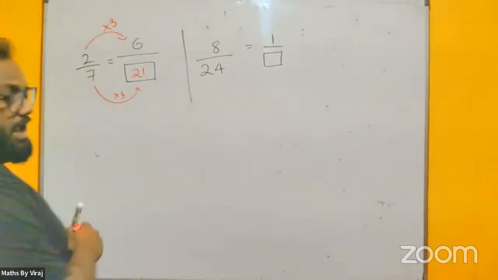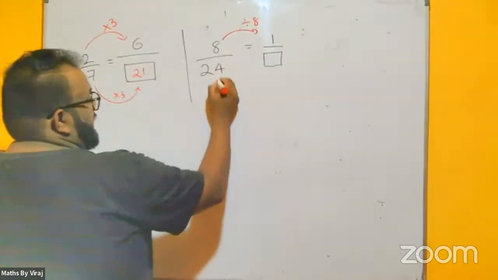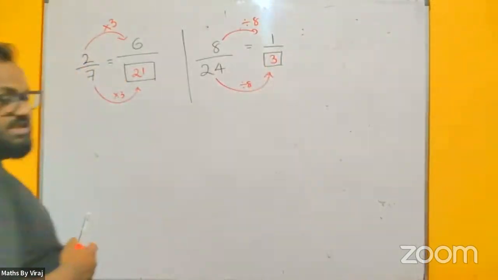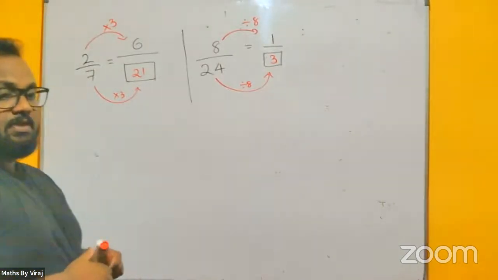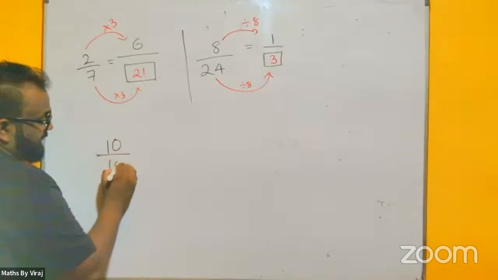8 divided by 8 is 1. Then 24 should also be divided by 8, which gives us the answer 3. Are we clear? Yes or no? Yeah? Okay.